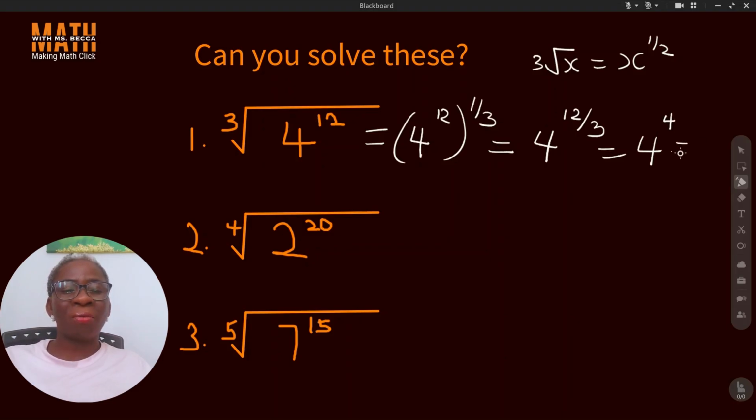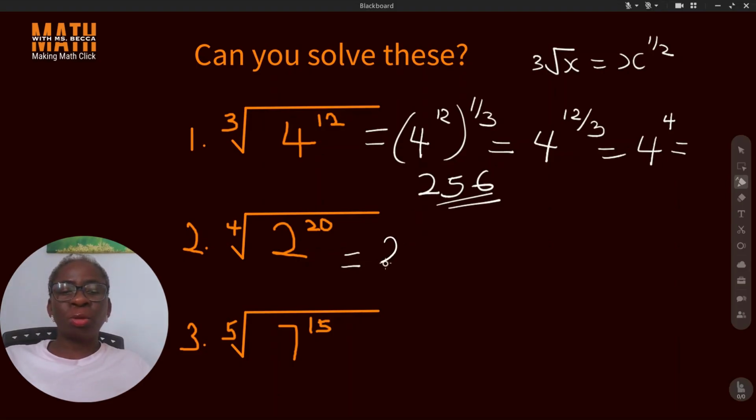And what is 4 power 4? That is 4 times 4, 16 times 4, 64 times 4, 256. So the second one, we have the fourth root of 2 power 20.